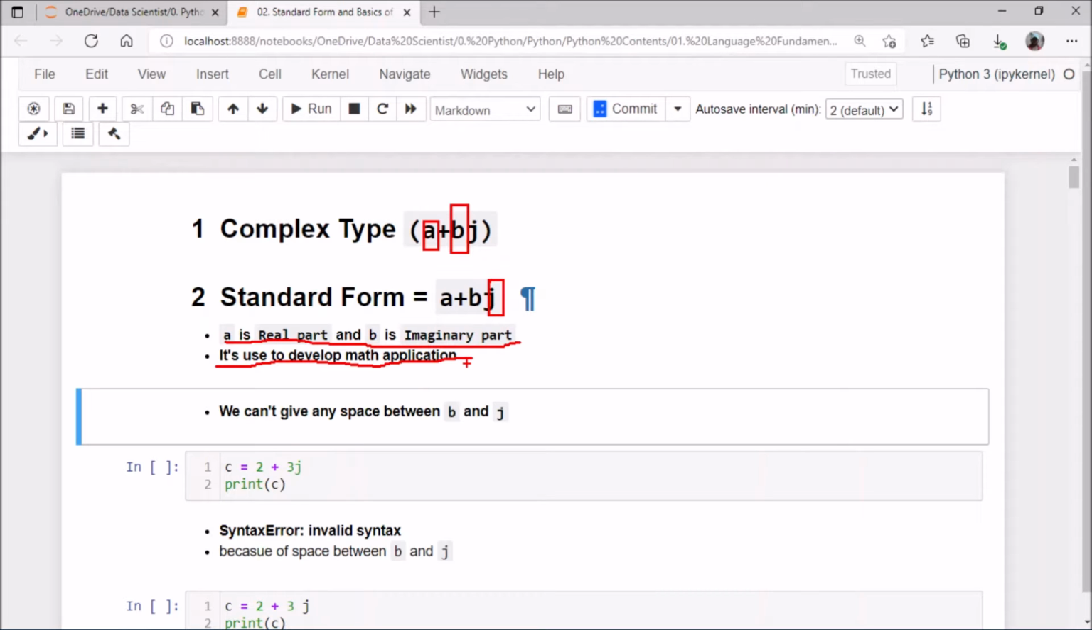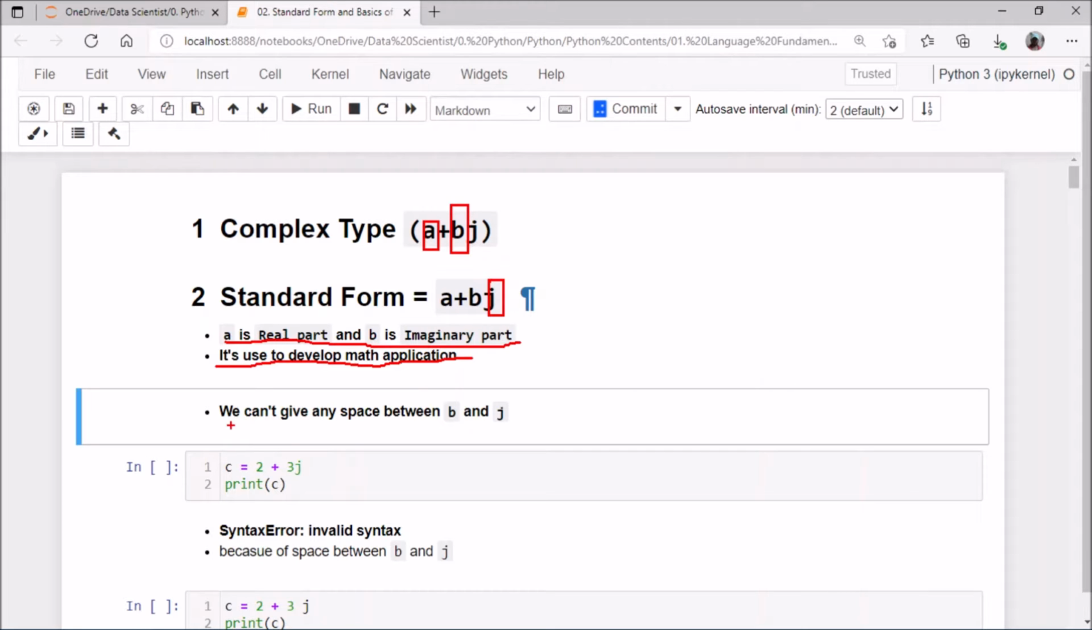And one more thing, this is a very basic concept you have to learn, because if you learn the basic concept of complex number, then you will never be confused later, like if they put some spaces or change some values, you will be fully confident about the standard form of complex number.